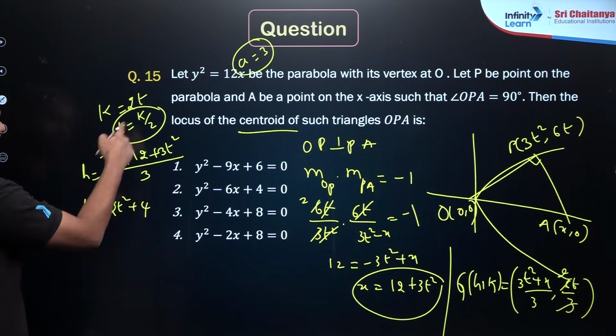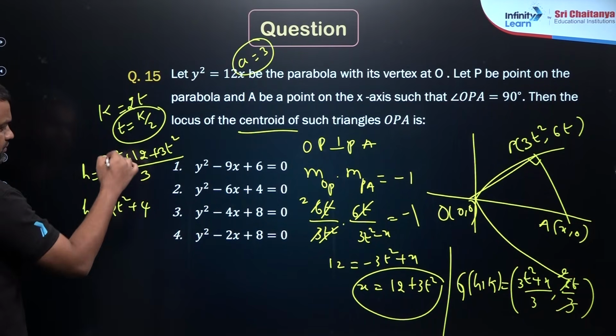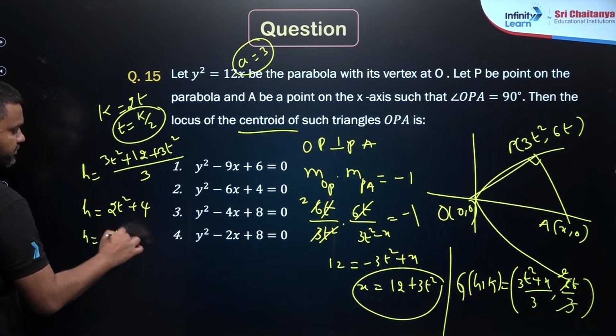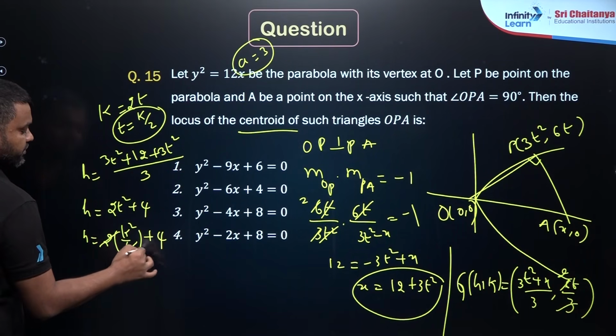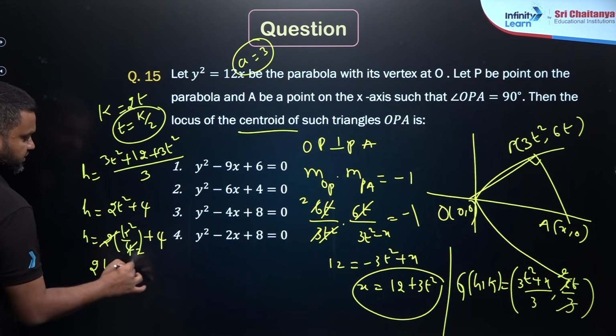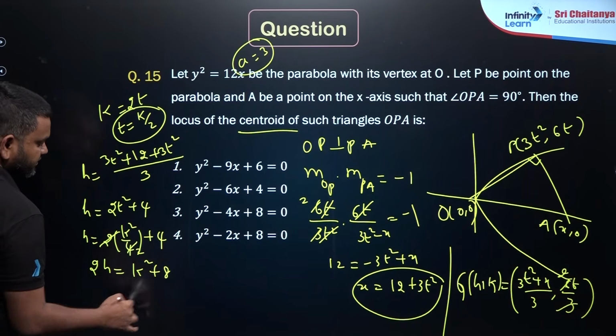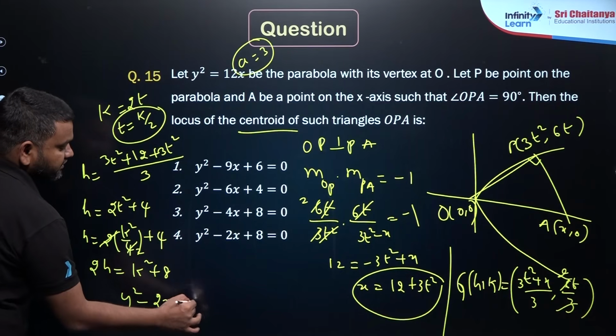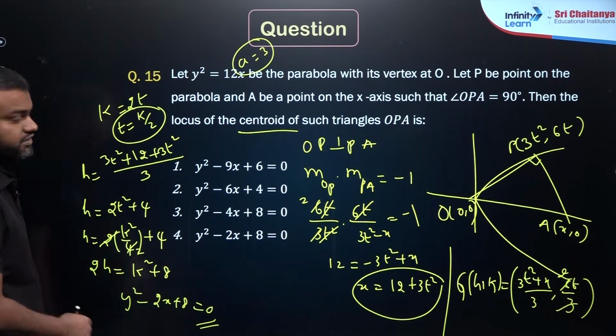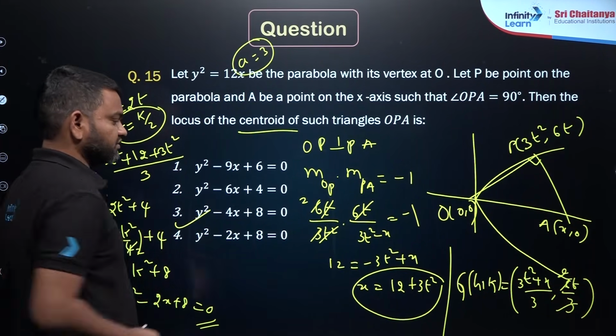So t value is k by 2, h is equal to t square means k square by 4 plus 4. So 2h is equal to k square plus 8. Writing everything on one side, y square minus 2x plus 8 is equal to 0. So here we have the answer.